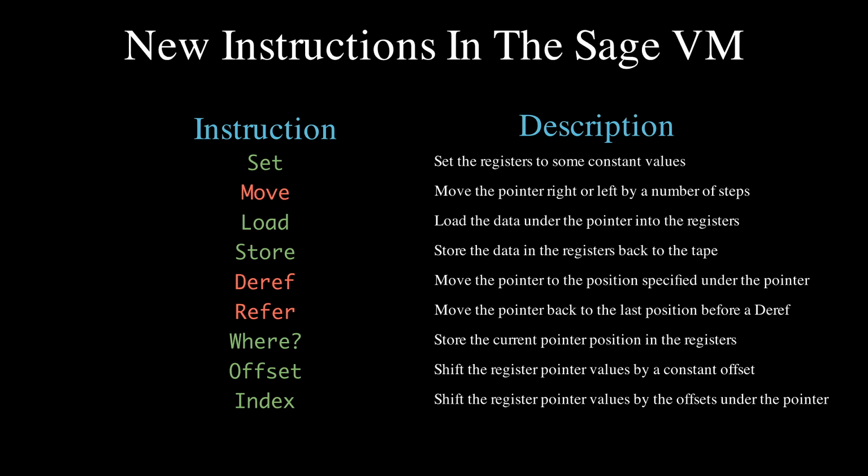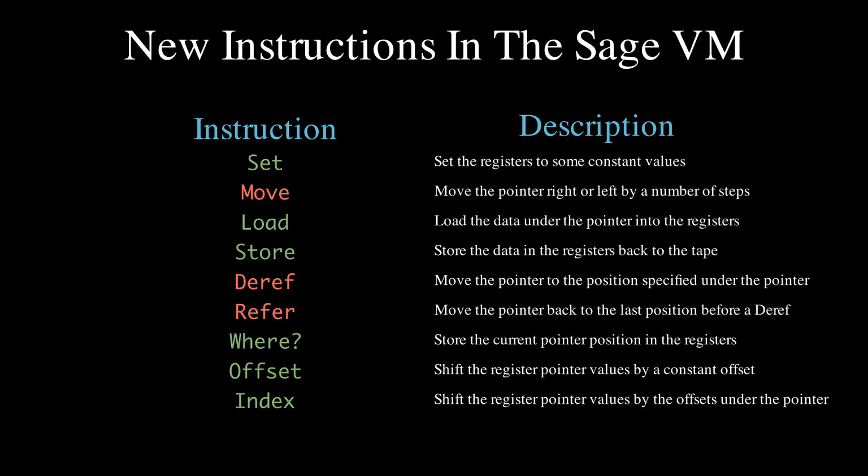The Sage VM adds some new instructions to the caveman's vocabulary and modifies some existing ones. I'll cover the core ones here. The set instruction allows us to directly set the register cells to some constant values. The move instruction functions a lot like the angle brackets from the last machine. We can move the pointer into the main list of numbers to the left or right by some number of cells. The load and store instructions allow us to read values from memory into the register or write from the register into memory.